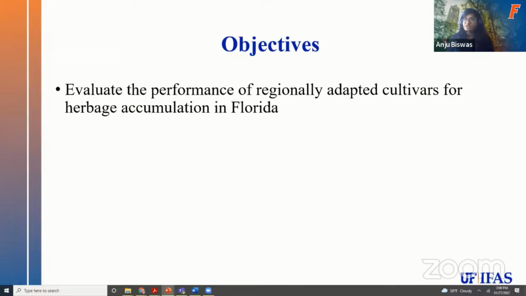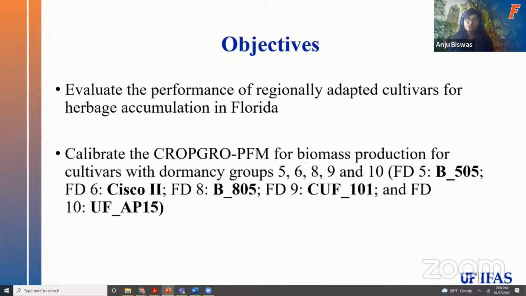Our specific objective was to evaluate the performance of regionally adapted cultivars for harvest accumulation in Florida. Our second specific objective was to calibrate the CROPGRO perennial forage model for biomass production for different fall dormancy groups. You can see we used fall dormancy groups 5, 6, 8, 9, and 10. Ten means they are about non-dormant.